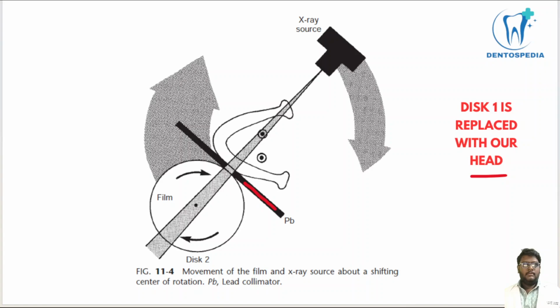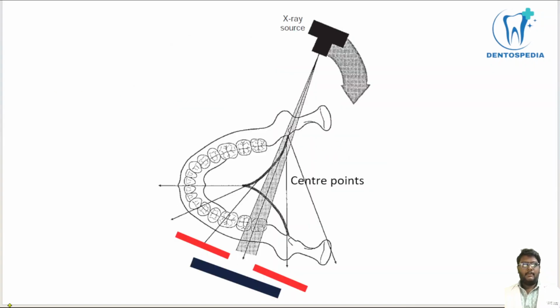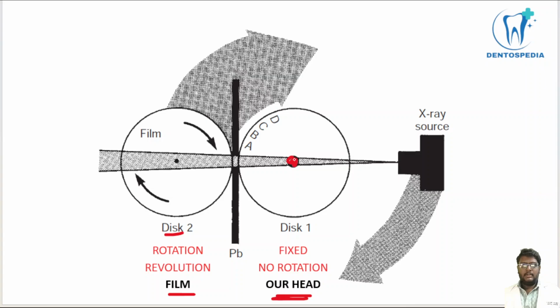Here you can see the tube head rotates around the patient, and also the disc with the film rotates around its own axis, and also it rotates around the patient's head. And we have discussed that there is a single point of rotation for the whole setup.